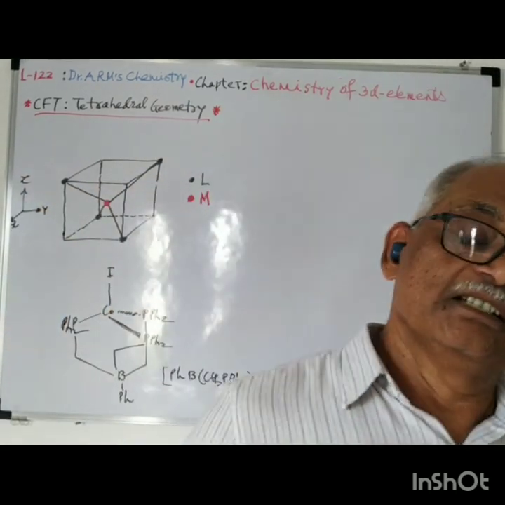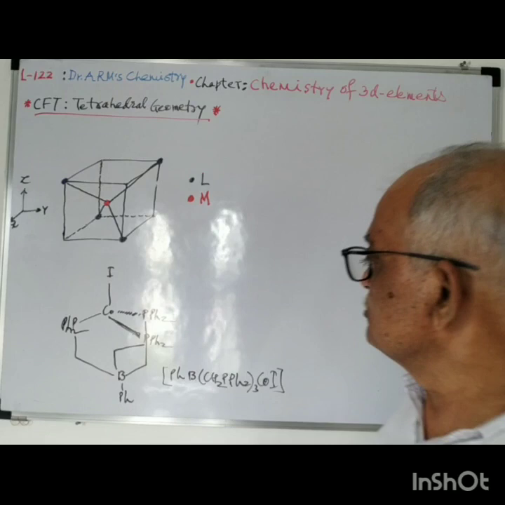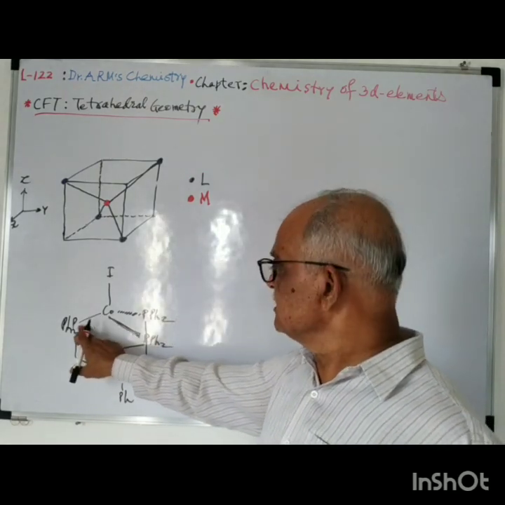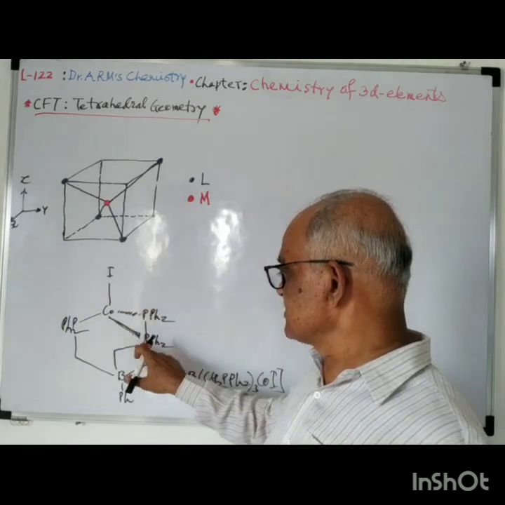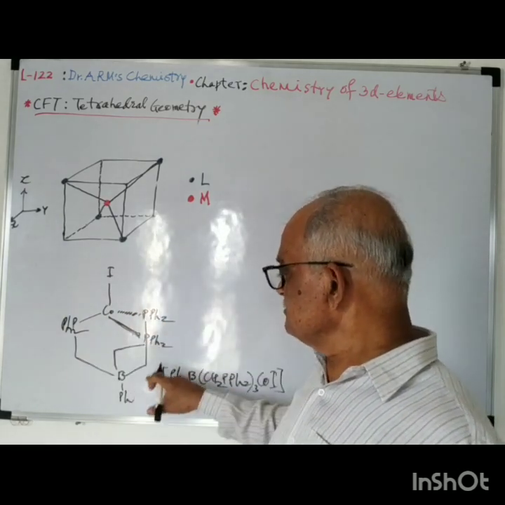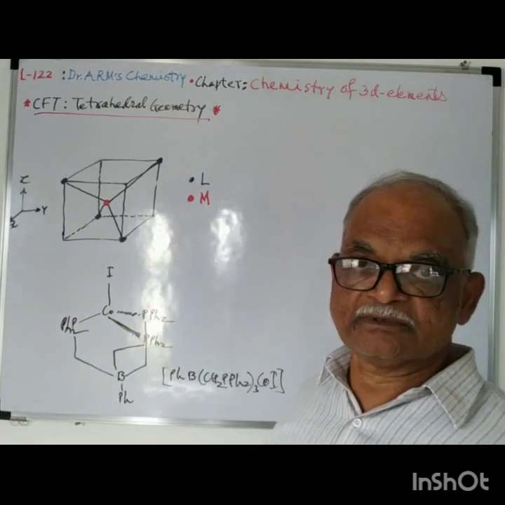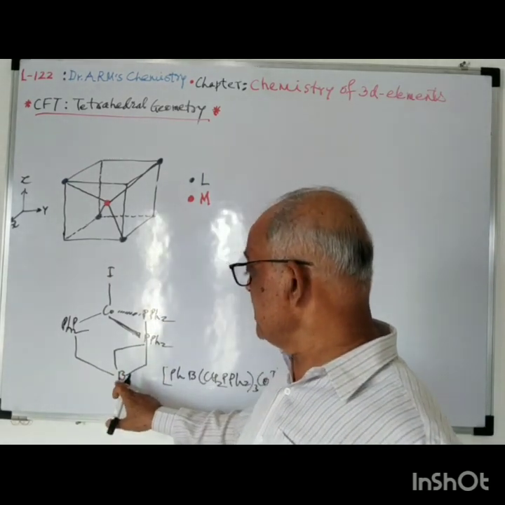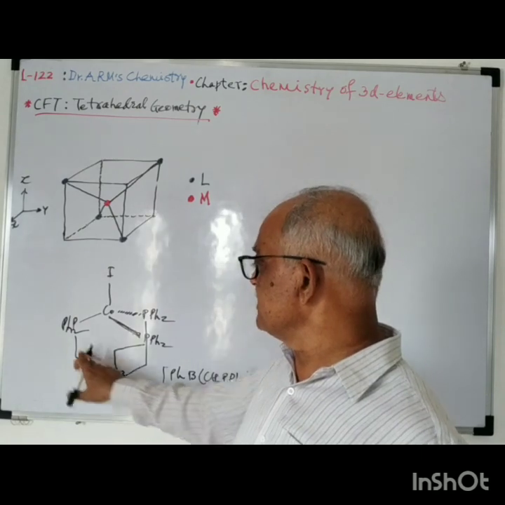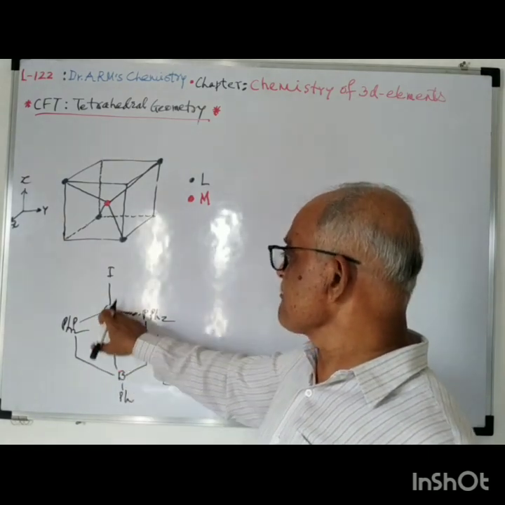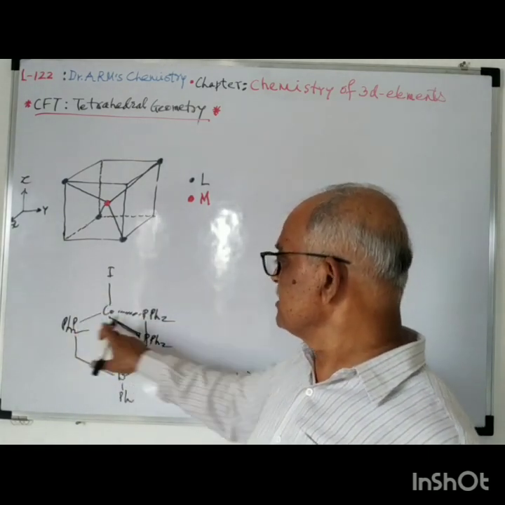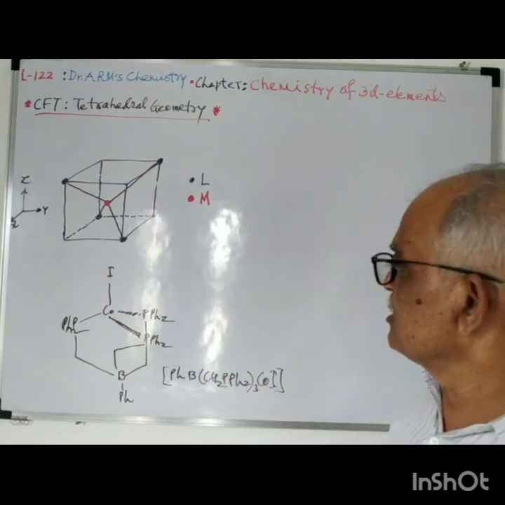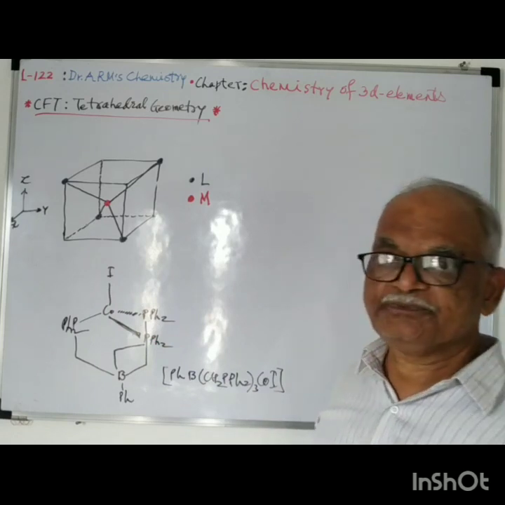Now, in order to attain stability, this cobalt is at the center. These are the ligands. This ligand having boron at the center is tridentate. These three ligands are symmetrical, meaning of the same nature, but this one is different.